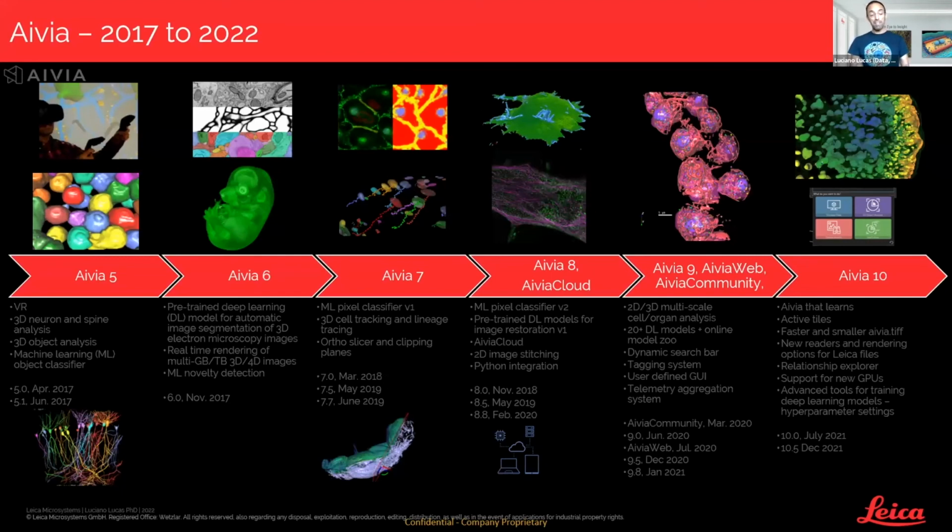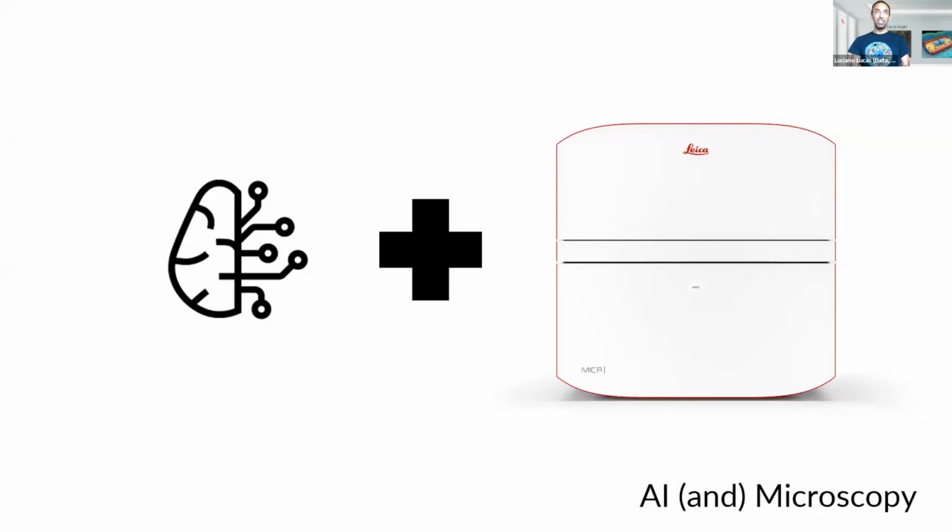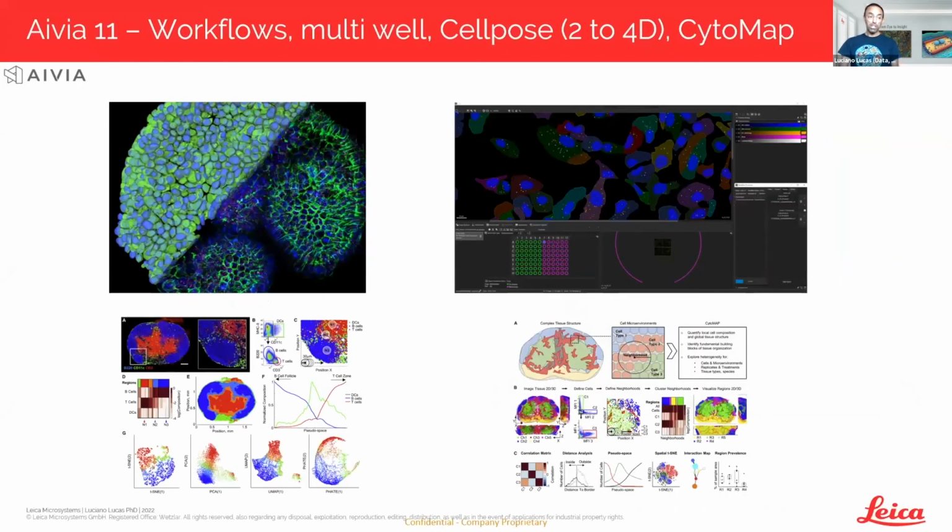Avia itself has a lot of other functionality. I'm not going to talk about all of that today, but there is a lot more that it covers. And we continue to work very closely with the rest of Leica to bring more of that functionality with the rest of the portfolio that we already have. Recently, Avia 11 was launched, so you can have a look. It includes a new workflow manager, support for multi-well plates, and additional integration. We already had CellPose. Now we have an even better integration with CellPose. We integrated maybe 2.5 years ago, and now we have a second version.